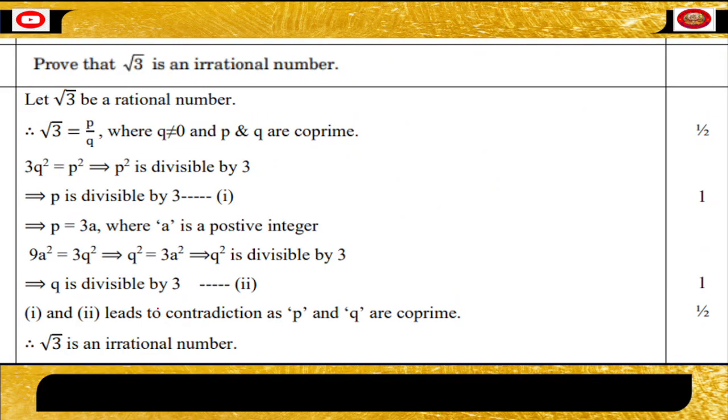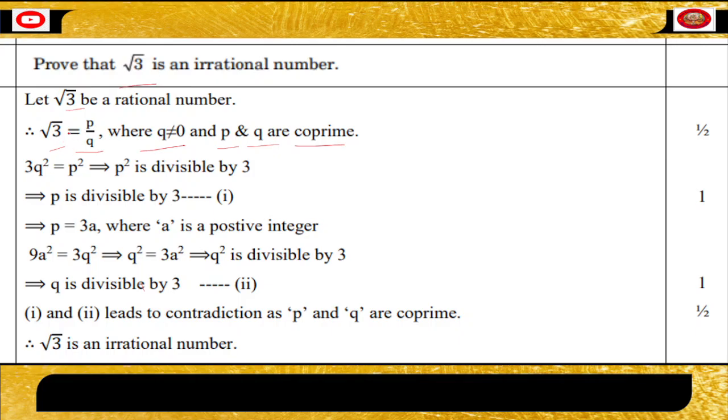The next question. Prove that root 3 is an irrational number. Let root 3 be a rational number. Rational number means that the number is in the p by q form. That means root 3 is equal to p by q, where q is not equal to 0. P and q are co-prime numbers.